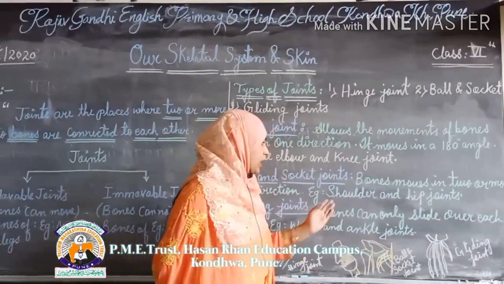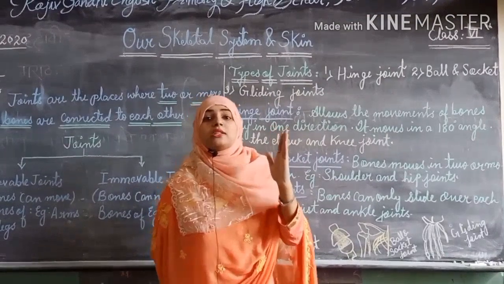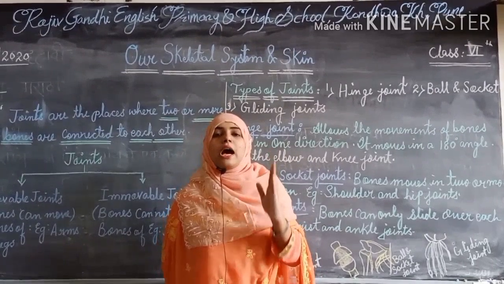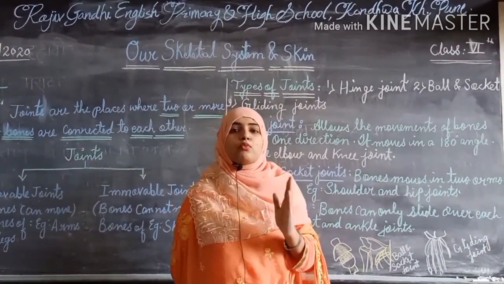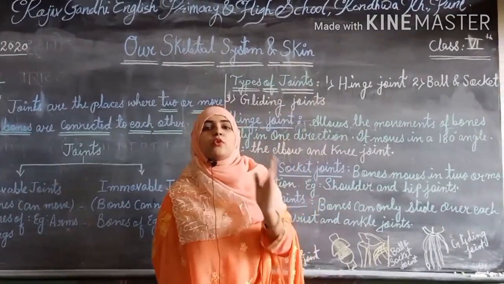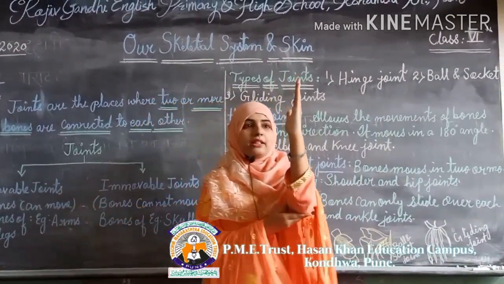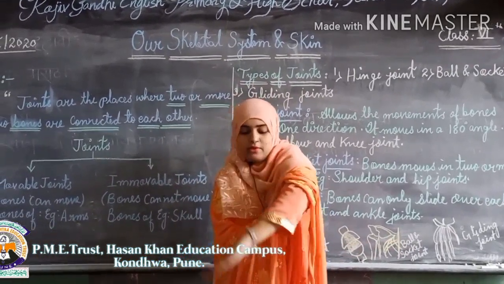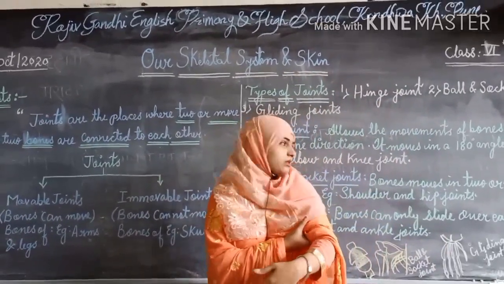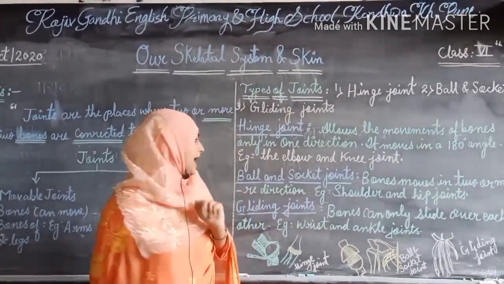For example, if you take a circle, the total circle is about 360 angle. What will its angle be? It will be 360. Okay, so these joints move in two or more directions compared to the hinge joint, because the hinge joint moves only in one direction, but these move in two directions. For example, like this, and like this. So ball and socket joint bones move in two or more than two directions.